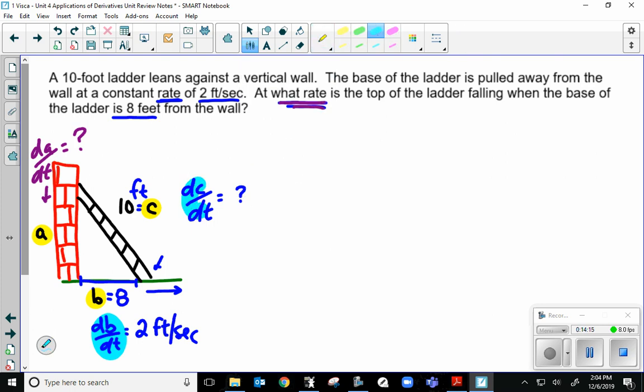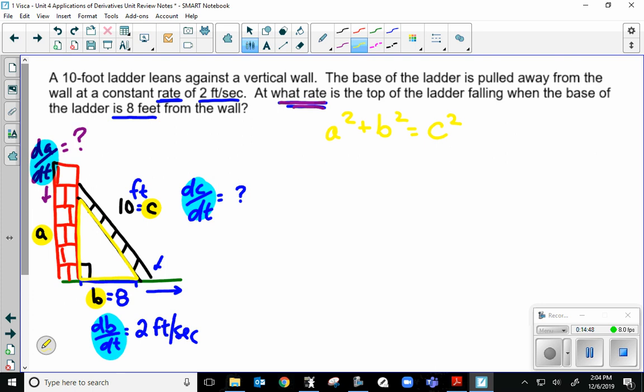I don't have a dC, but they want me to solve for dA. So what equation can I come up with that relates all three of those sides to a triangle? And by the way, I hope you realize that when you make a brick wall, this isn't the Leaning Tower of Pisa. That's a 90-degree angle. I have a 90-degree triangle. How do I relate the sides of a 90-degree triangle? A squared plus B squared equals C squared.